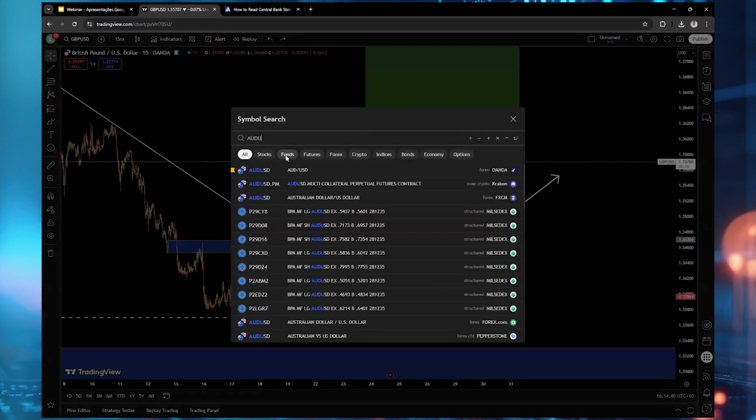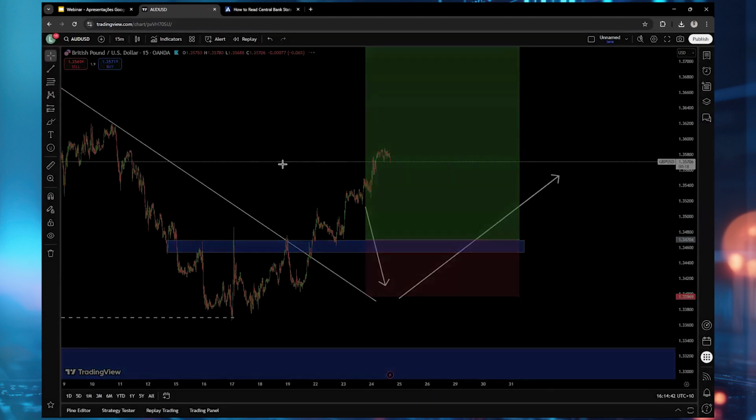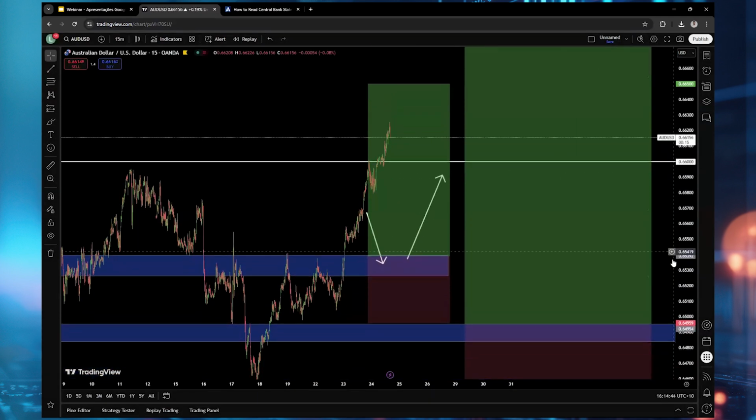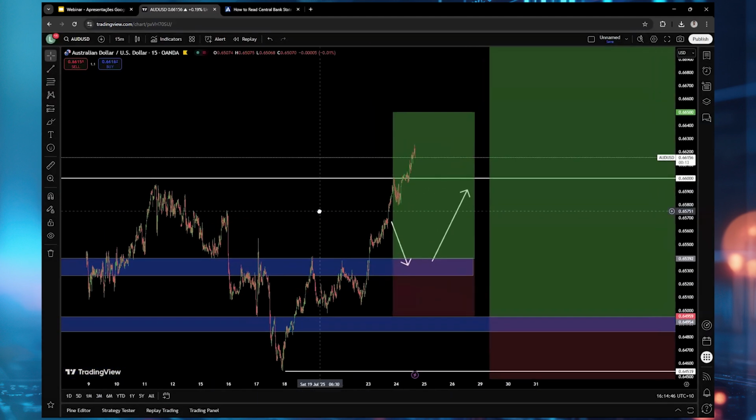The next trade we got was the Aussie against the US dollar. But this one, the direction was correct, but even if the direction was right, we wouldn't be looking to trade, because remember what I said, what we want to see is a pushback first, okay?